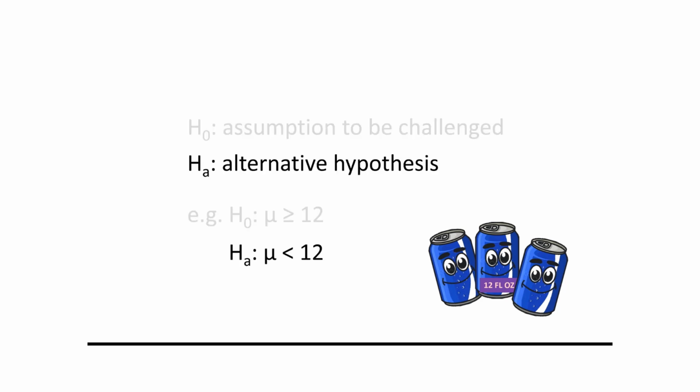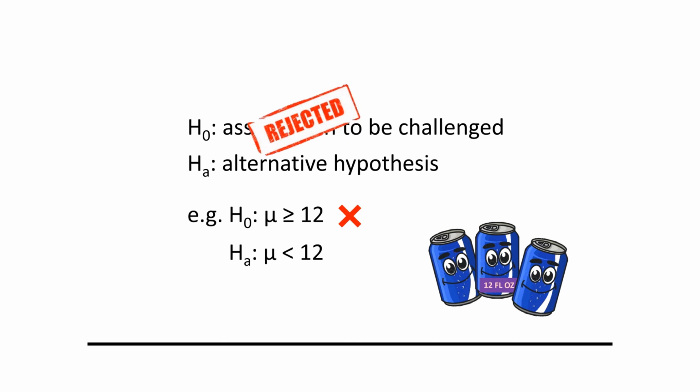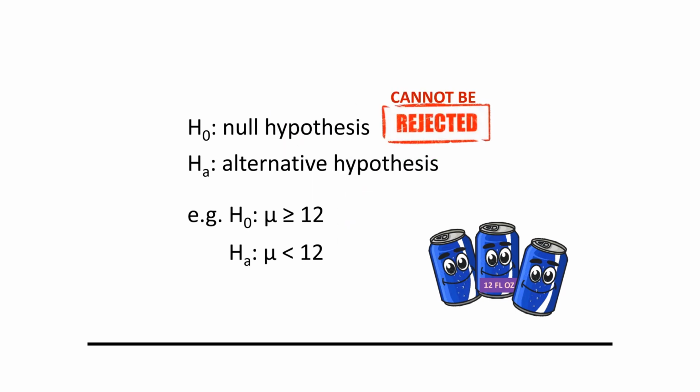The challenge to this assumption would imply that the label is incorrect and the cans are being underfilled. This would be our alternative hypothesis. If the sample data support rejecting the null hypothesis in favor of the alternative one, then we can conclude the label is incorrect and underfilling of the cans is occurring. If the sample data does not support rejecting the null hypothesis, then we conclude just that the assumption that the manufacturer's labeling is correct cannot be rejected. Remember, when we are not able to reject our null hypothesis, we cannot say that we have evidence it is true either.